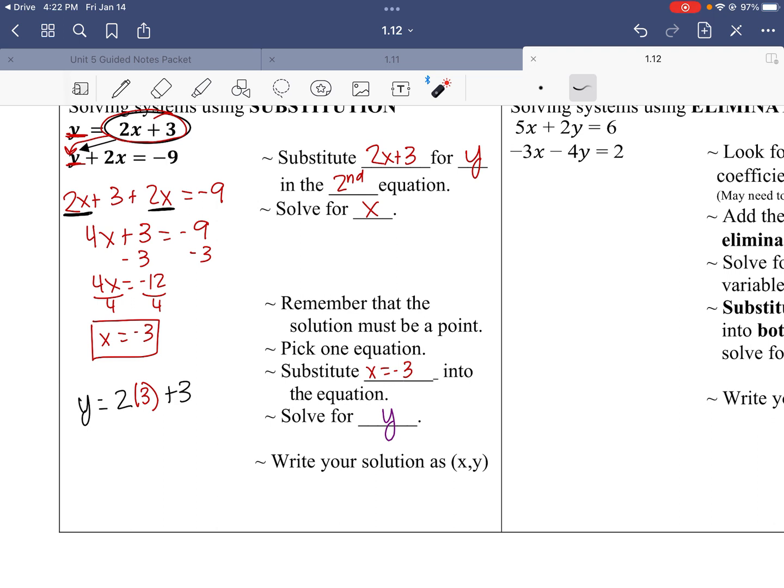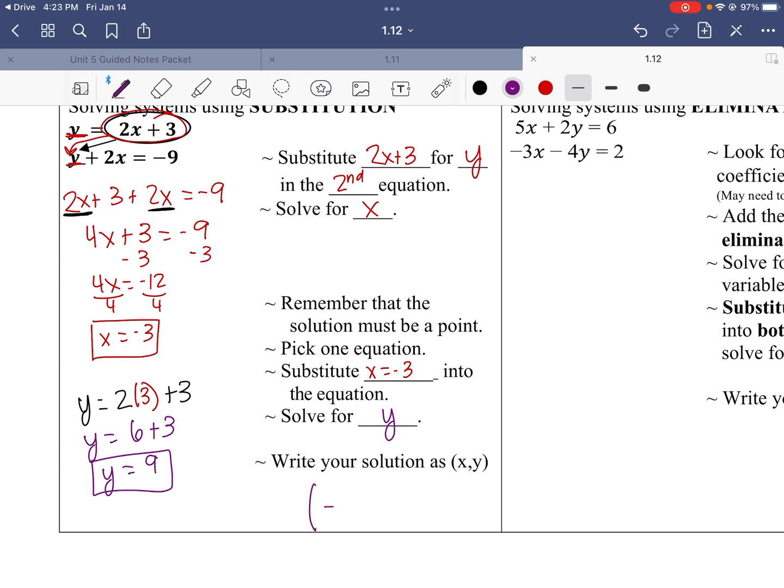Okay, and then the next thing we're going to do now is we're going to solve for y. So we would say y equals 2 times 3 is 6 plus 3, and y equals 9. So those are your x's and your y's, but remember, you have to write it as a point.